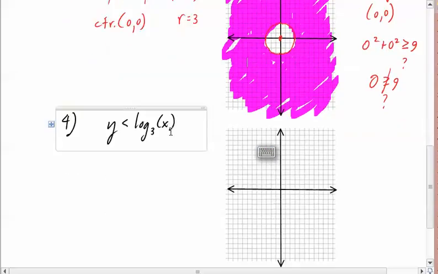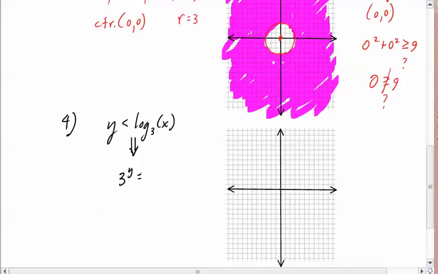Let's move to the last one. This one's probably the most difficult kind that we do, just because we have to transform it into another form, which means that I'm going to change it into exponential form. So I have 3 to the y power is equal to x. Now I'm going to quickly make a little table to get my shape. And remember, when we're graphing logs, we go backwards.